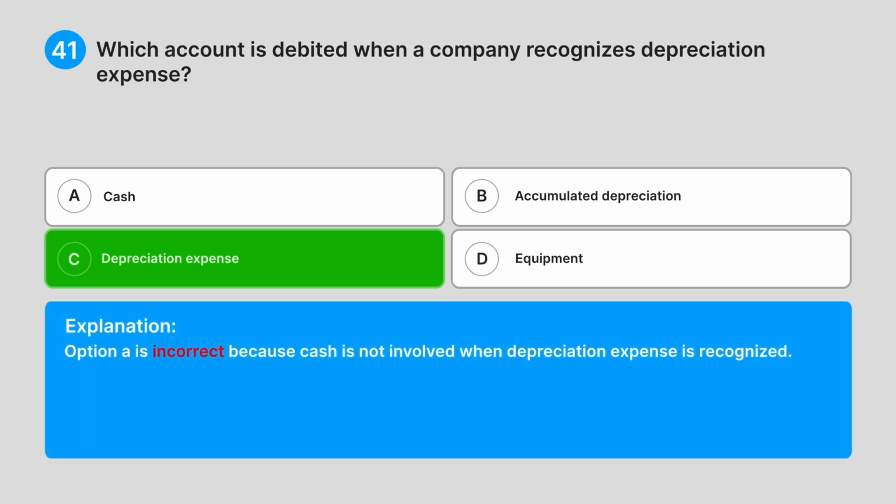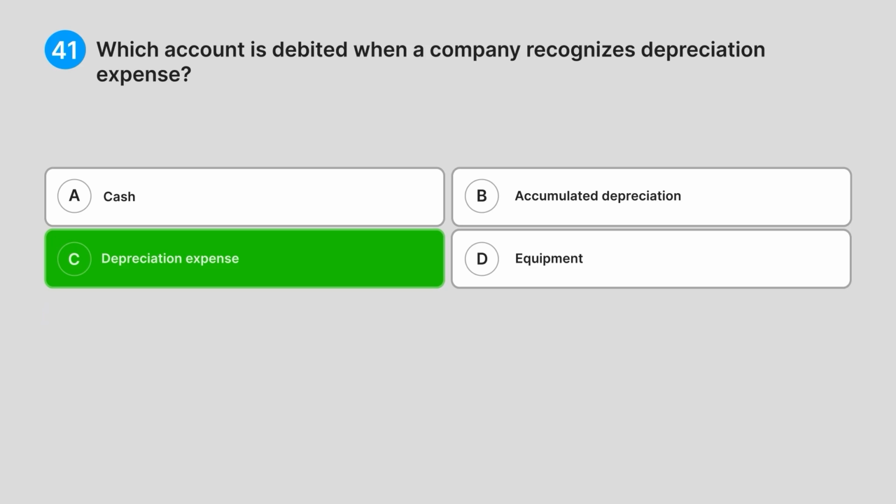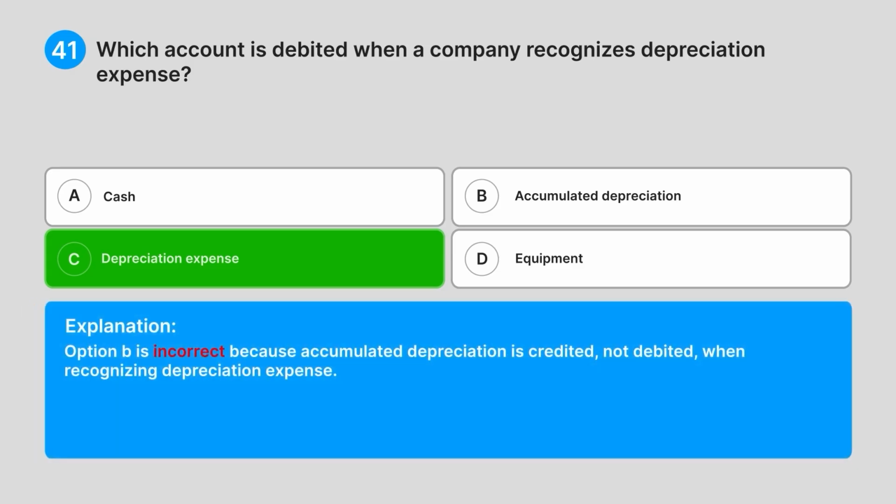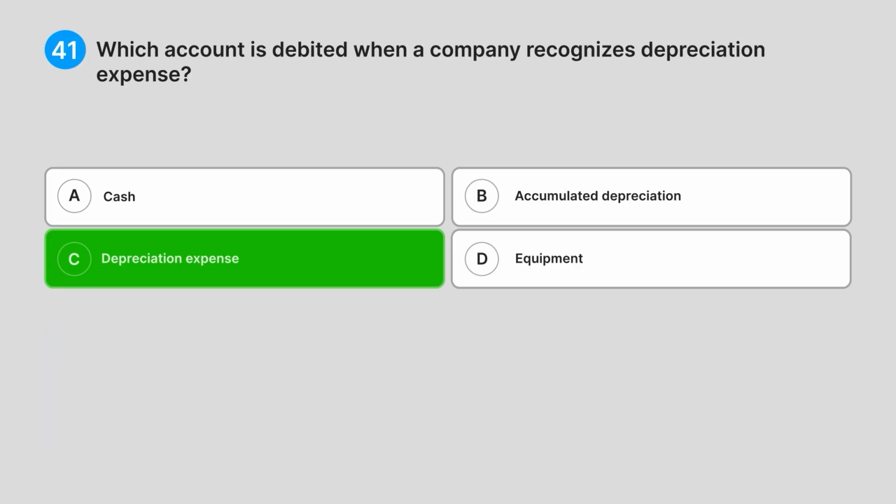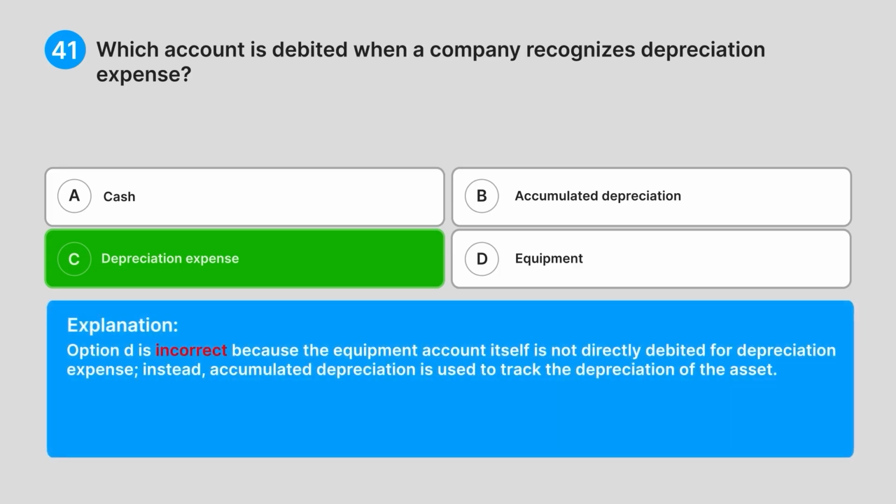Option A is incorrect because cash is not involved when depreciation expense is recognised. Option B is incorrect because accumulated depreciation is credited, not debited, when recognising depreciation expense. Option D is incorrect because the equipment account itself is not directly debited for depreciation expense. Instead, accumulated depreciation is used to track the depreciation of the asset.